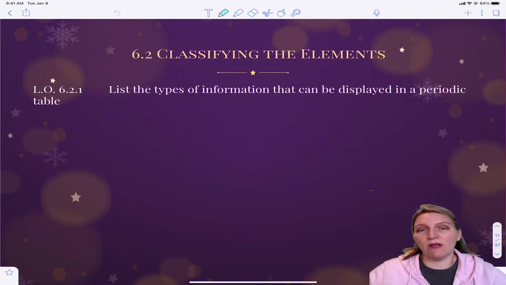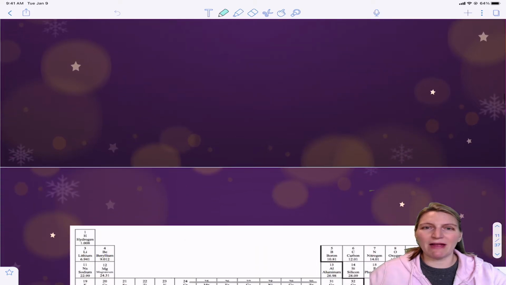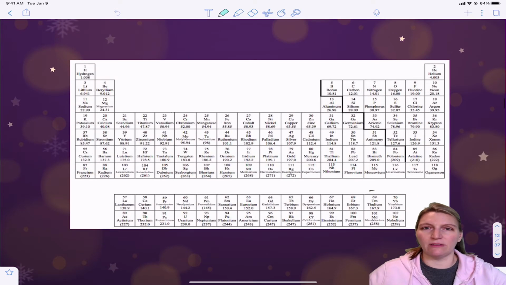Okay, so now we're moving on to 6.2, classifying the elements. After we have separated the periodic table into metals, nonmetals, and metalloids, we're going to further separate the periodic table into several different types of metals and several different types of nonmetals. You'll need a few different colored pencils or markers or highlighters to fill in your periodic table. Colored pencils work great, maybe around 8 or so colors.